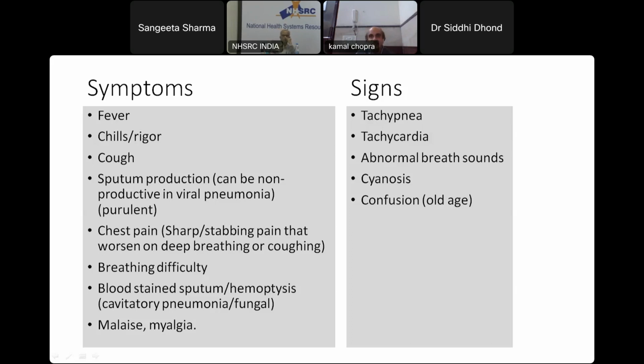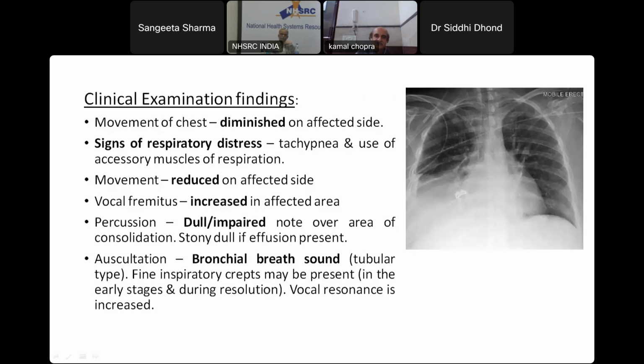Signs: tachypnea and tachycardia are common because of the severe infection. Abnormal breath sounds: on percussion note, it will be dull, and on auscultation, tubular breathing is there. Cyanosis can occur because there is a disturbance in gas exchange, involvement of lung which becomes solidified because of the secretion. Gaseous exchange cannot occur. Confusion in old age is common, because of the hypoxia and severe infection.